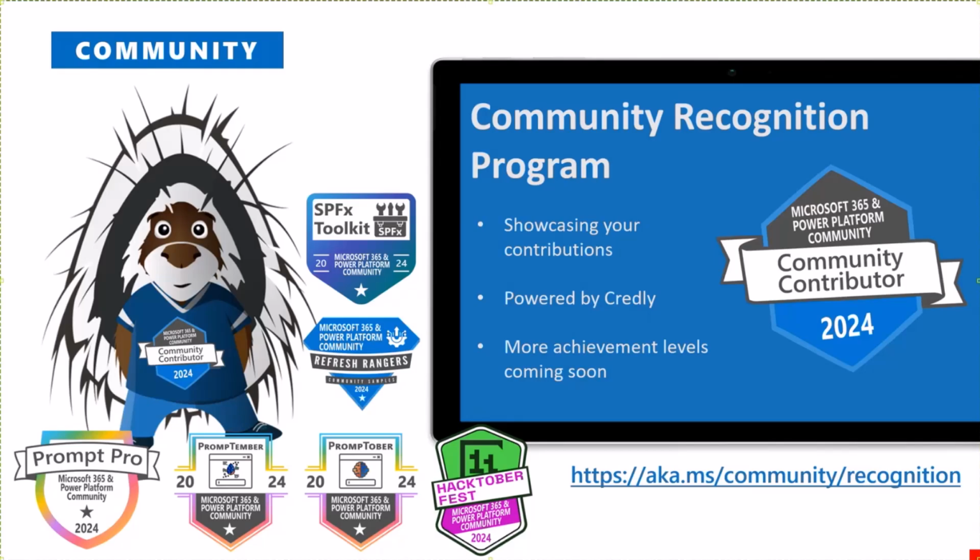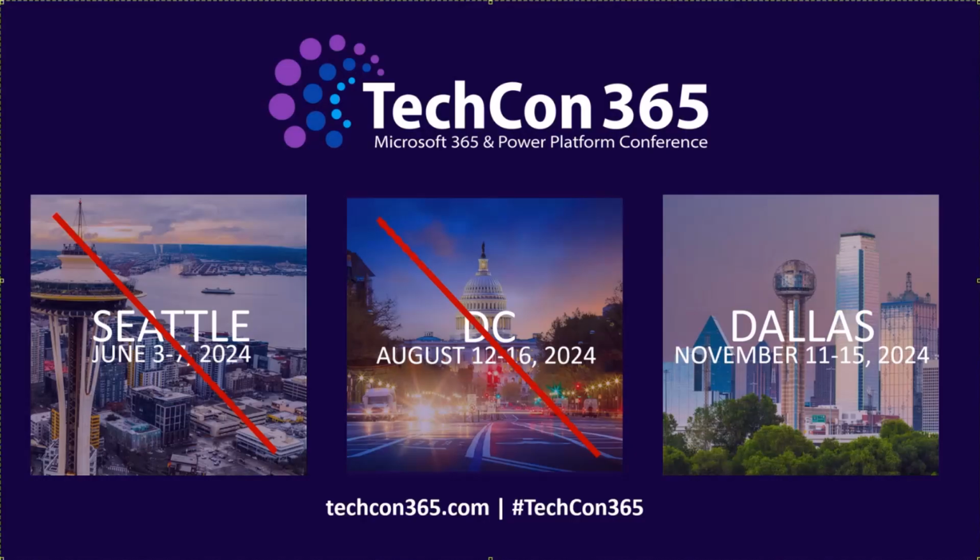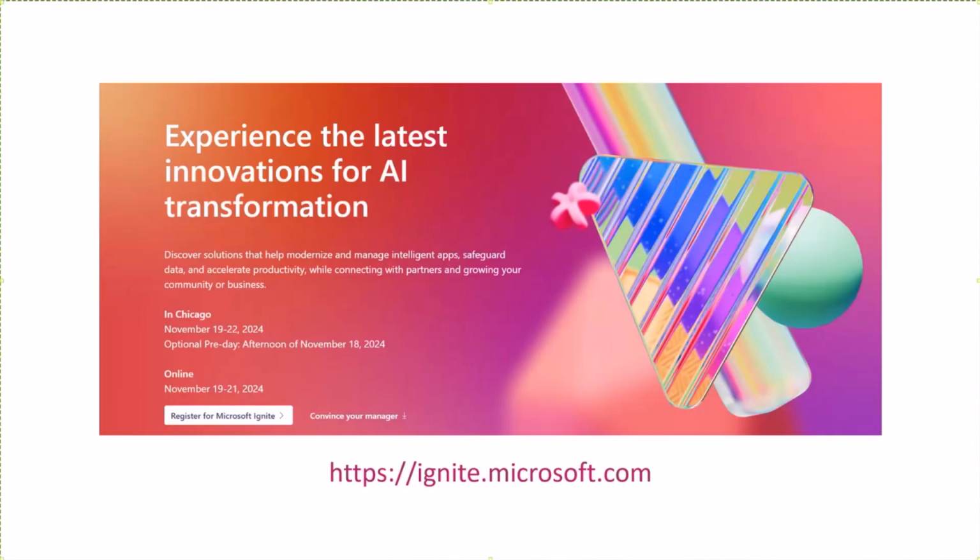Now, quick recap on all of the different events which are happening. First of all, TechCon 365 Seattle is already done, DC already done, Dallas is still happening on November 11th to 15th. Great opportunity to catch up with the community and meet other community members. We also have Ignite coming in Chicago. Unfortunately, the in-person experience is already sold out.